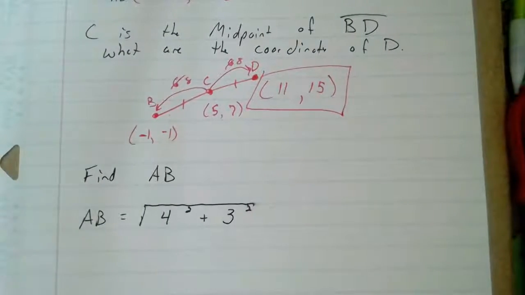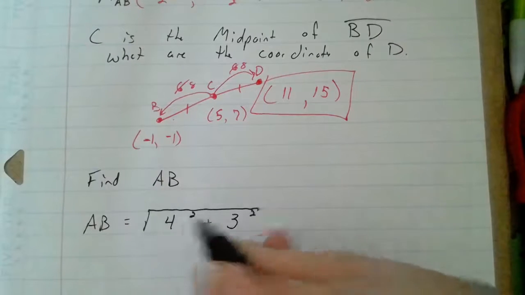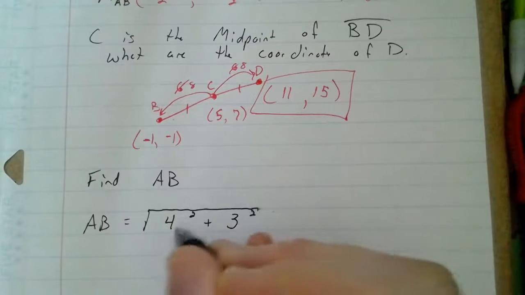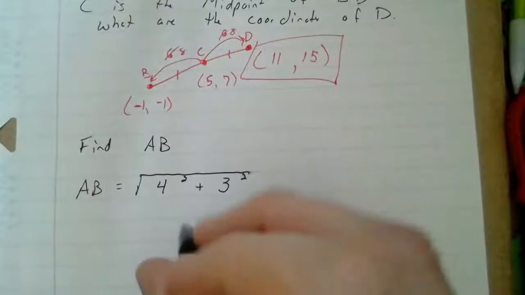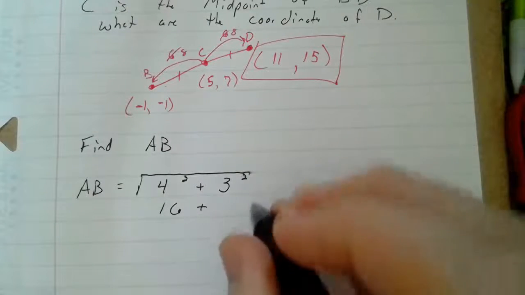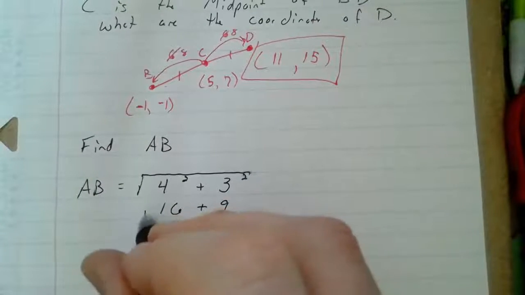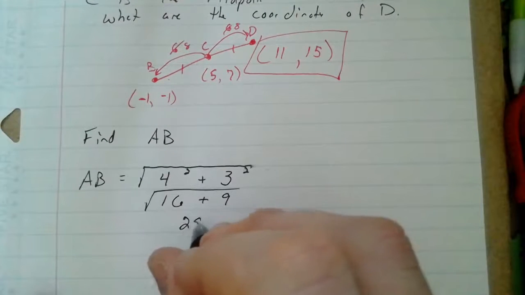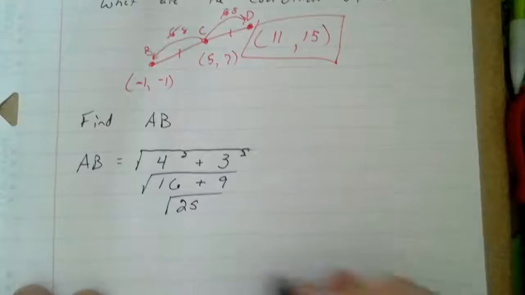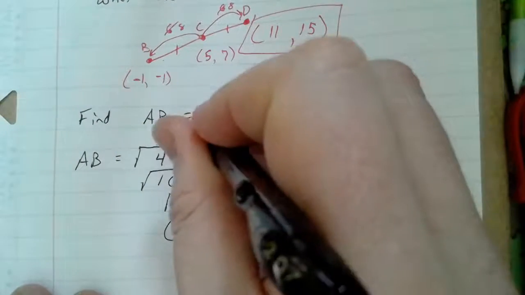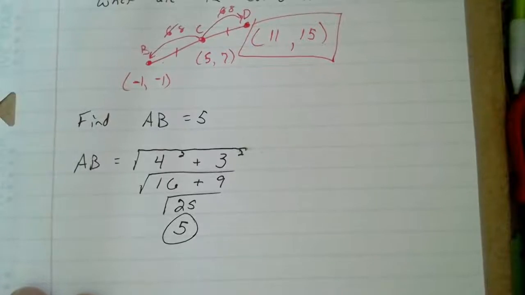Now you'll notice I'm not worried about the sign. The reason I'm not worried about the sign is because when I square it, it's going to become positive anyway. 4 squared is 16. (-4) squared still would have been 16. So that's why I'm not worried about the sign. 3 squared is 9. I did the square root of those two. 16 and 9 makes 25. And the square root of 25 is 5. So I know that AB is equal to 5.